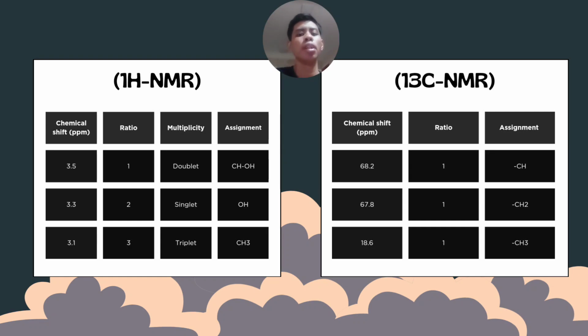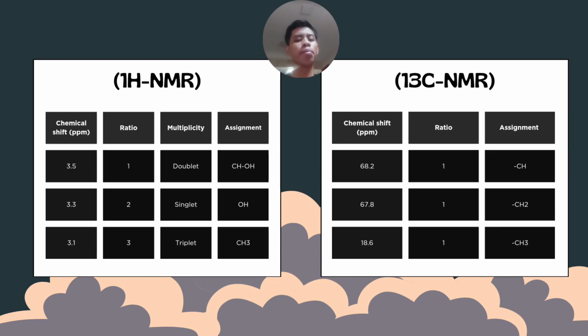3.3 ppm, the ratio is 2 hydrogens. The multiplicity is singlet, which means no neighboring hydrogen. Assignment: these are the hydrogen atoms in the hydroxyl groups, OH. OH groups have broad singlets because they exchange hydrogen with the environment, which affects the splitting.